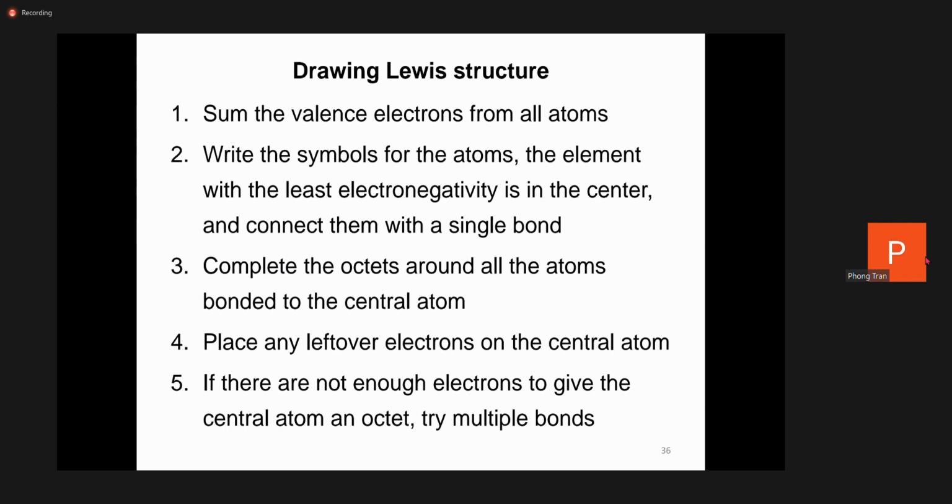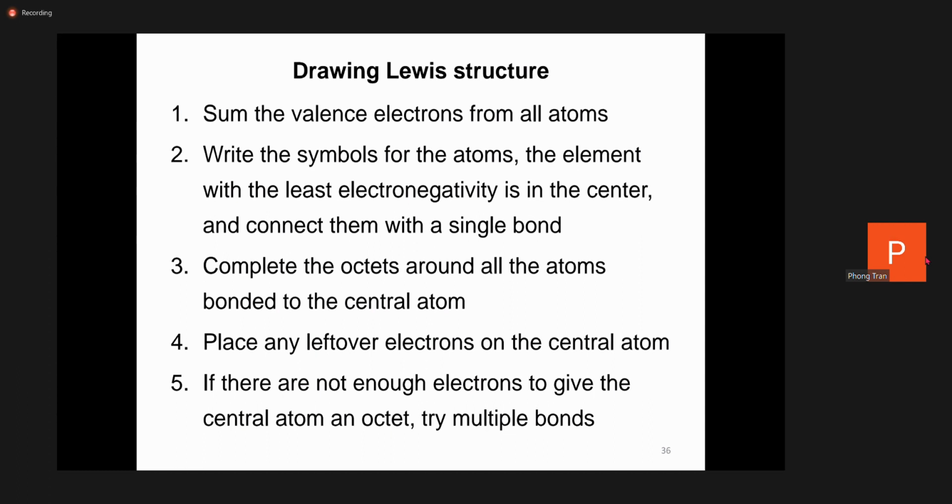So in one compound, you have several atoms. First, you need to calculate the total number of valence electrons of all the atoms you have in the compound. And then you write down the symbol of the atoms. You put the atom with lower electronegativity in the center, and the atoms with higher electronegativity surround this central atom.